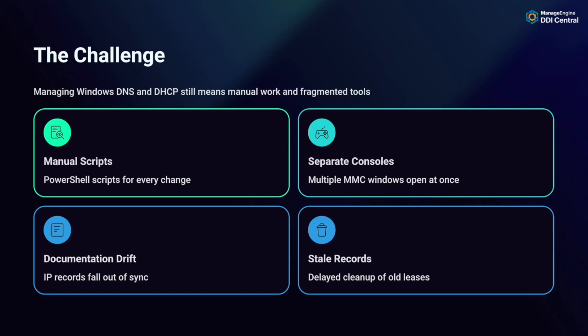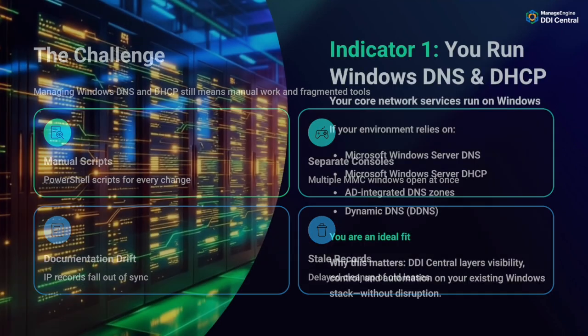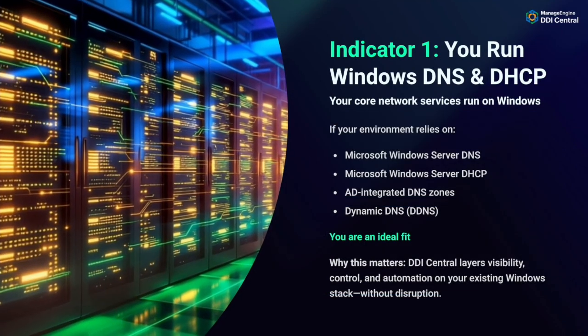At the same time, teams are forced to work across separate consoles, juggling multiple Microsoft Management Console windows just to complete a single operation. Over time, documentation begins to drift, IP records fall out of sync with reality, and stale records start to accumulate, as old leases aren't cleaned up in time. What should be a unified system ends up operating in silos. Let's look at 5 key indicators that show when a Windows-based deployment aligns best with your operational and architectural needs. Let's begin with the first indicator.